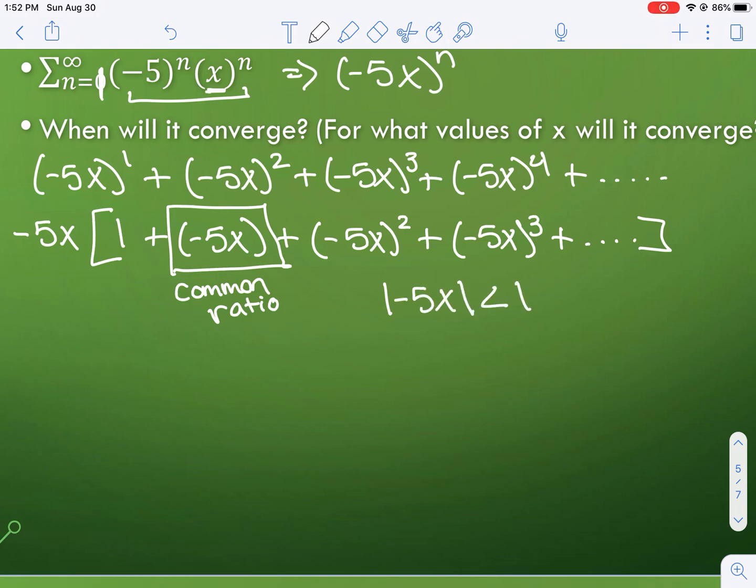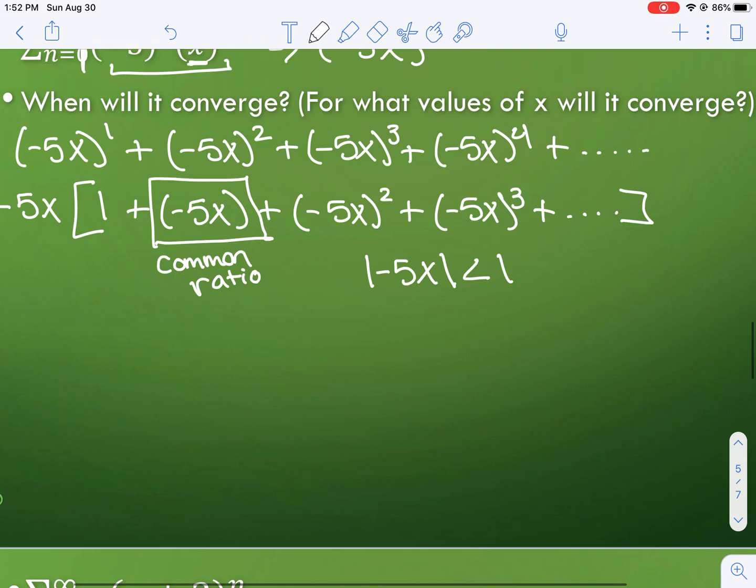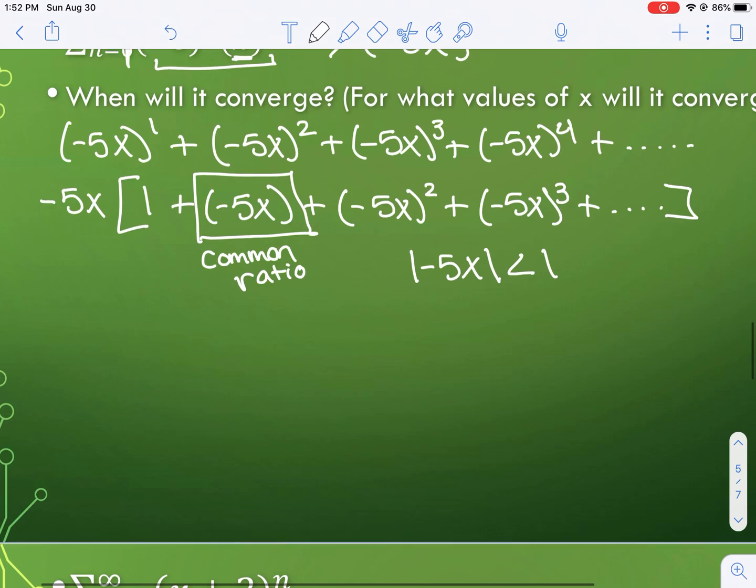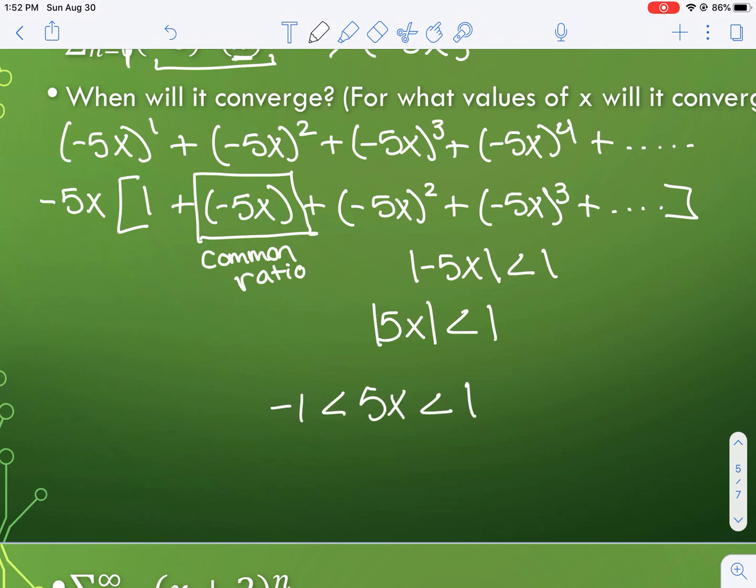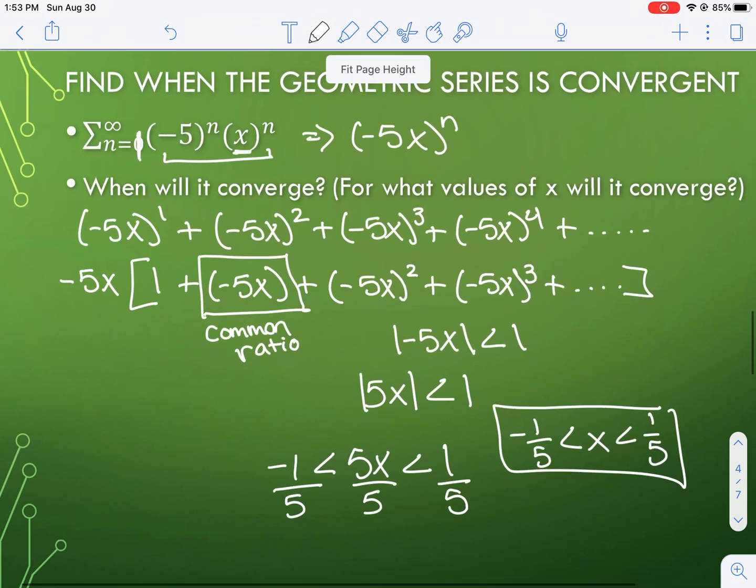Well, since it's the common ratio, we need to know that the absolute value of the common ratio has to be less than 1 for it to converge. And so I want to find exactly what values of x will do that. Well, thinking about absolute value, that negative goes away. So the absolute value of 5x has to be less than 1. Well, since I can do that, I now need to be able to say that this interval of convergence goes between negative 1 and positive 1. And now I have an inequality I can solve to find what values of x are going to give me a series that converges. And it would be from negative 1/5 to positive 1/5. So that would be how we would do that one.